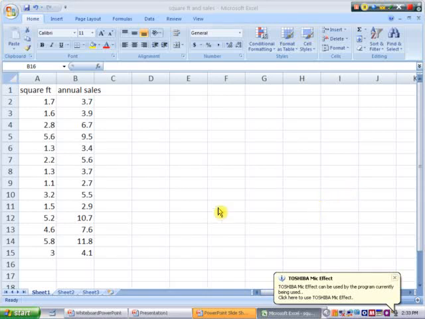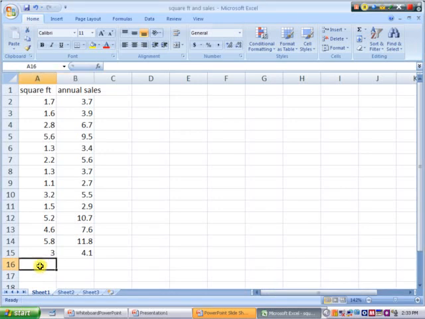Okay, here's our data. Let's call this our X column. Let's call this our Y column. Let's call this our XY column. And let's call this our X squared column.